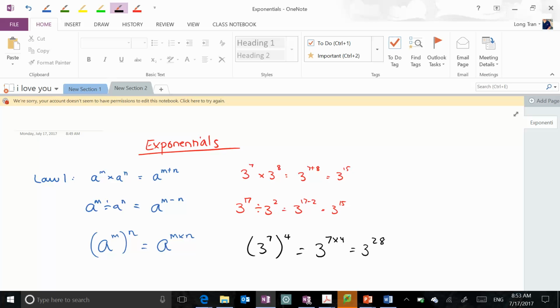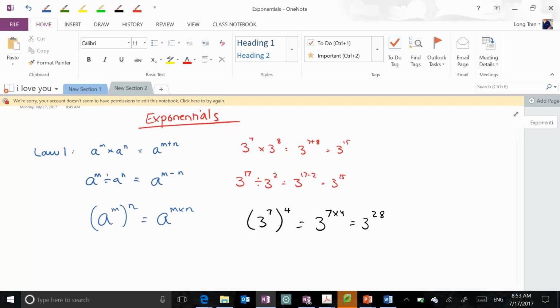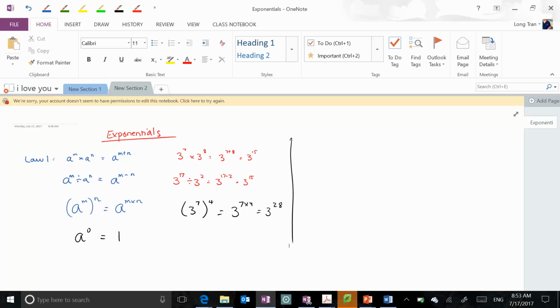Okay, give me another one. What's another one, Renata? A to the power of 0 equals 1. Fantastic. So we got 4 there now. And I can give you another example. So let's say 3 to the power of 0 is equal to 1. 5 to the power of 0 is equal to 1. 7 to the power of 0 is equal to 1. But 7 times a to the power of 0 is equal to?